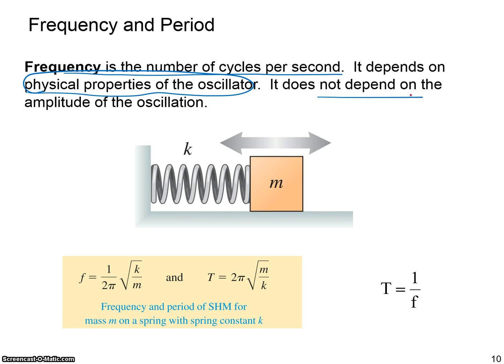If we look at a spring mass system here again, the properties of the oscillator are the spring constant and the mass. In equation form then, we have these equations for frequency and period. You can see the frequency is 1 over 2 pi times the square root of k over m. If you take the reciprocal of that, you get this. It's the square root of m over k.